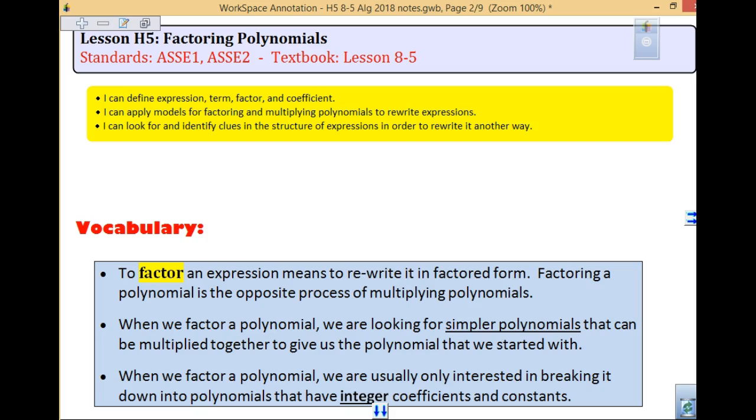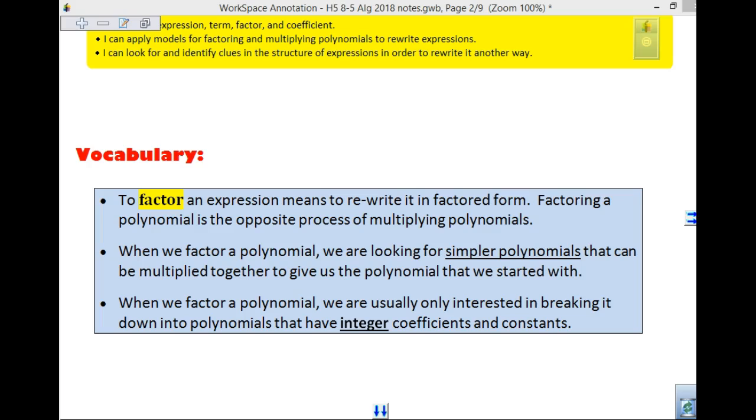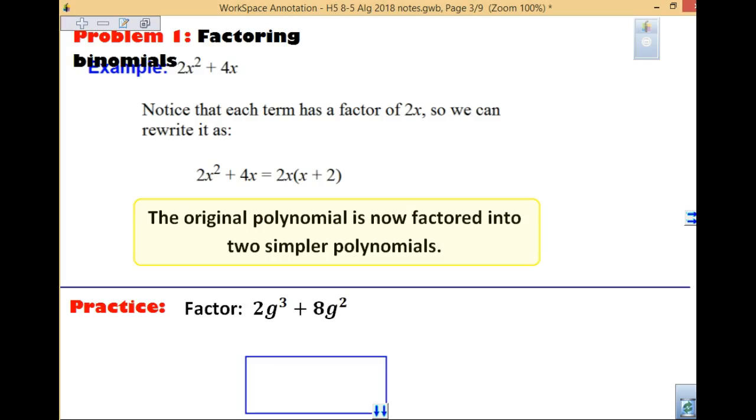To rewrite it in factored form, factoring a polynomial is the opposite process of multiplying our polynomials. When we factor a polynomial, we are looking at simpler polynomials, so if it's a trinomial, maybe a binomial or a monomial, that can be multiplied together to give us that polynomial. We are usually only interested in breaking it down to polynomials that, and here's the key thing, have integer coefficients. Yesterday someone was asking me when we did that worksheet, can we have fractions or decimals? Key thing, integer coefficients. So only positive and negative integers, no fractions or decimals.